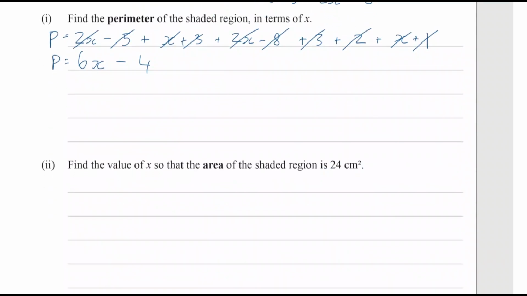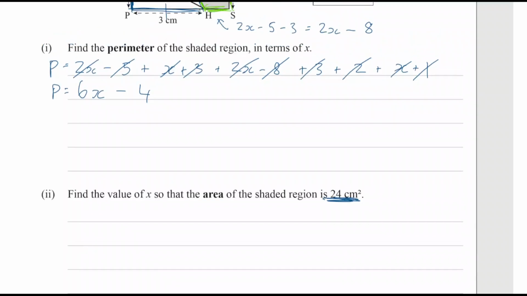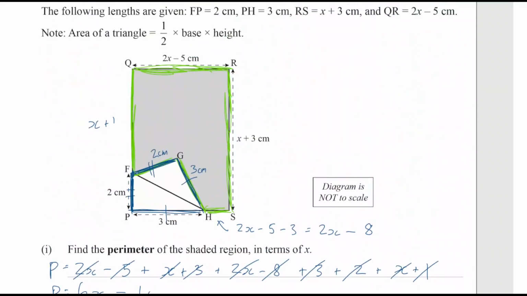Part 2, find the value of x so that the area of the shaded region is 24 centimeters. Okay, so now we're solving for x because we're given some concrete information, in this case the area. You might be thinking, all right, how the heck do I get the area of this funny shape? Like, almost looks like a puzzle piece, really.